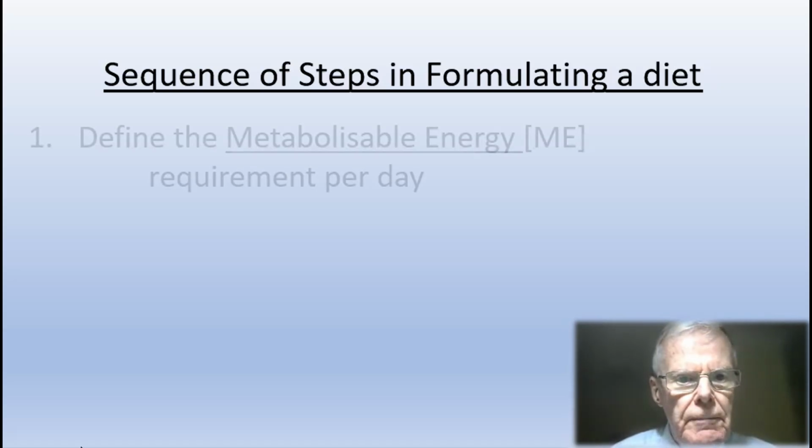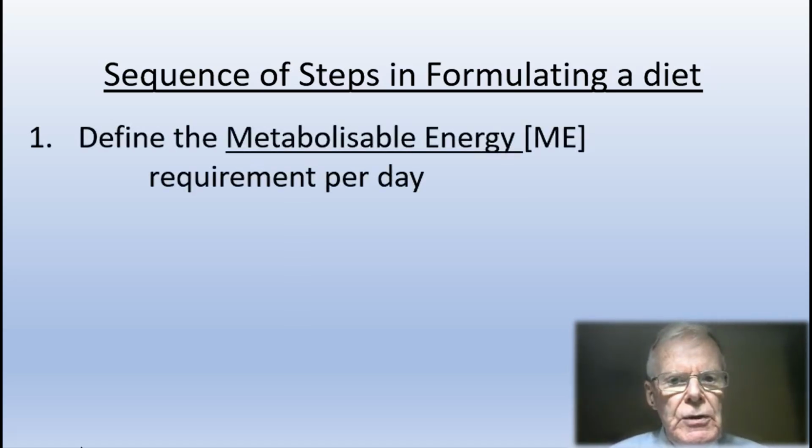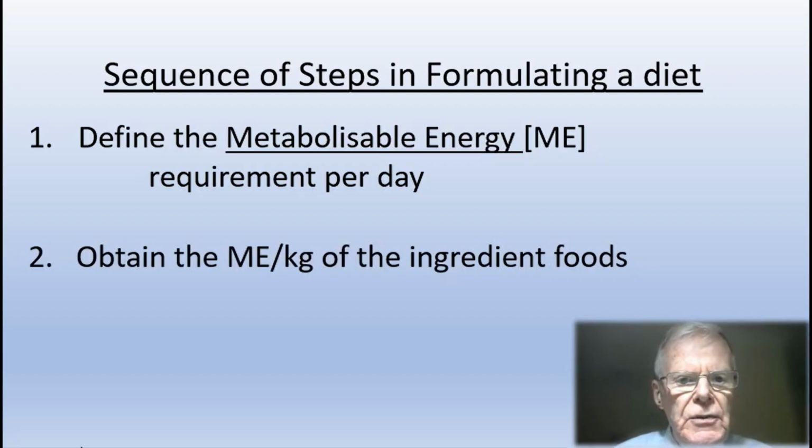There are 7 steps in the formulation of a diet for a dog or cat. The first step is to define the metabolizable energy requirement that the animal has each day. Metabolizable energy is that component of gross energy of food that is actually available for use by the animal consuming the food. Metabolizable energy can be defined by calculations based on body weight.